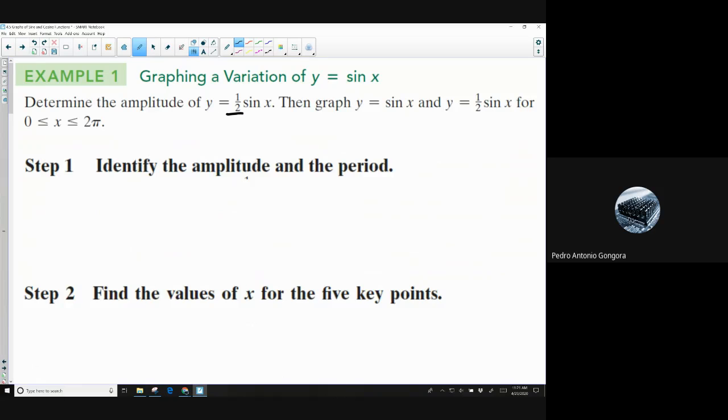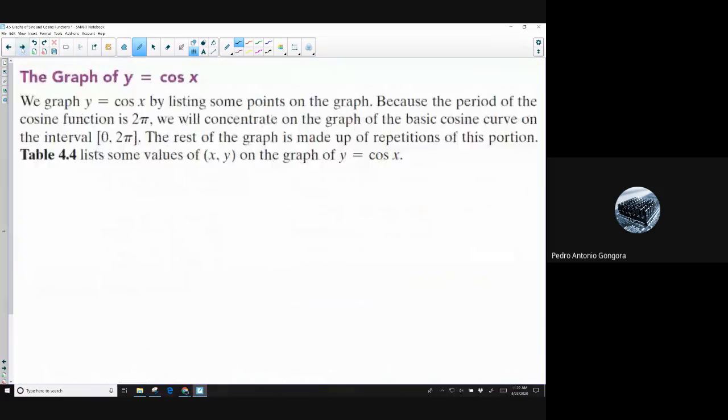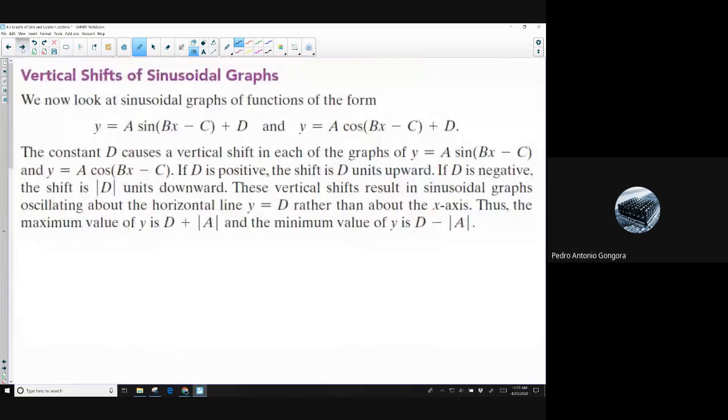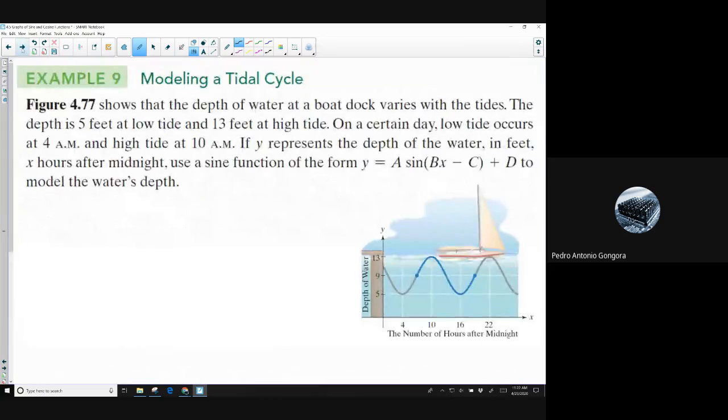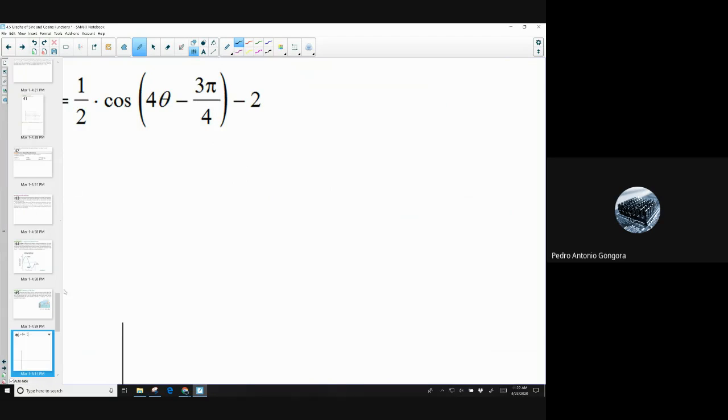That's the only transformation, right? Here's the full function: A sine(bx minus c) plus d. Okay? So it's possible that questions like this, that maybe we'll jump to in a few minutes, have all four: one, two, three, four. They have A, B, C, and D.